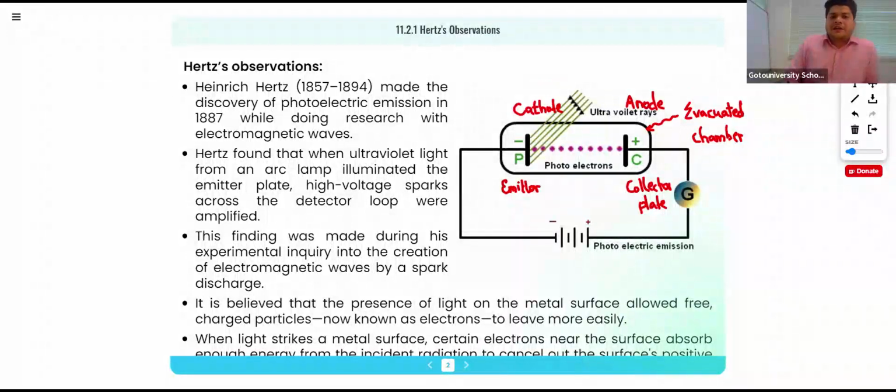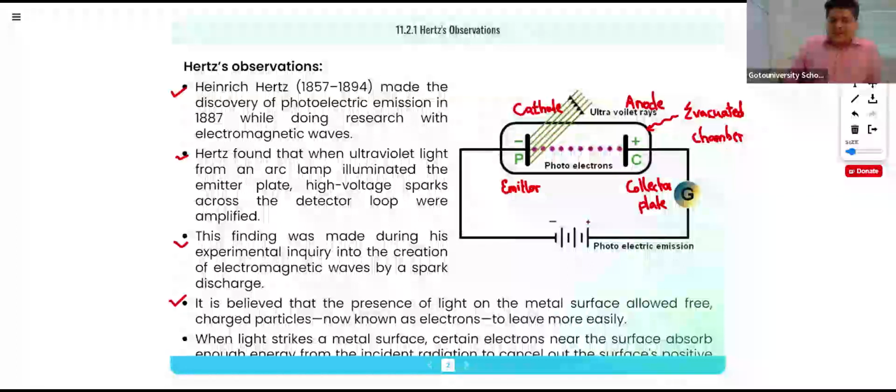First point: Heinrich Hertz made the discovery of photoelectric emission in 1887 while doing research with electromagnetic waves. Hertz found that when ultraviolet light from an arc lamp illuminated the emitter plate, the high voltage spark across the detector loop was amplified. This finding was made during an experimental inquiry into the creation of electromagnetic waves by a spark discharge. It is believed that the presence of light on the metal surface allowed free charged particles known as electrons to leave more easily.